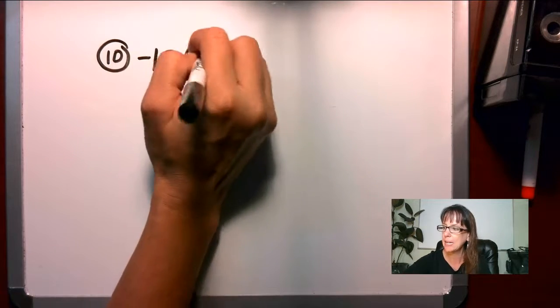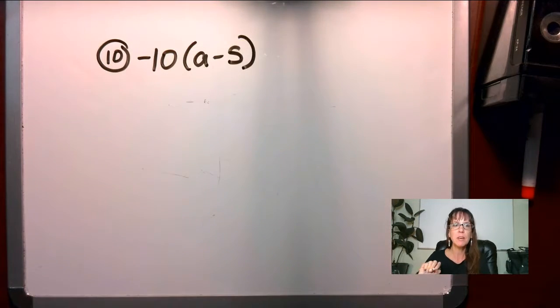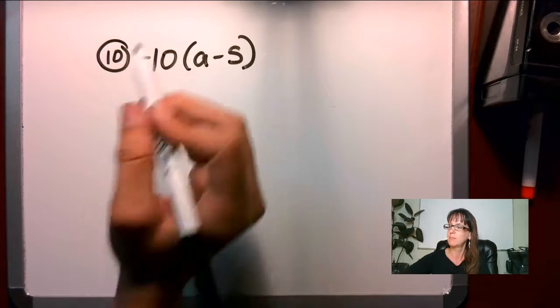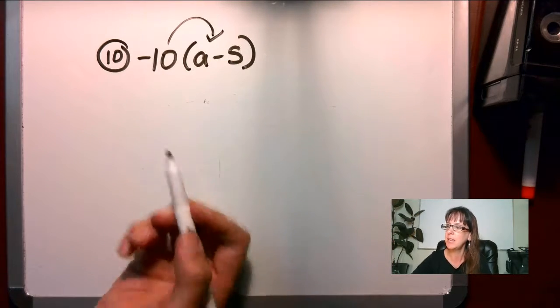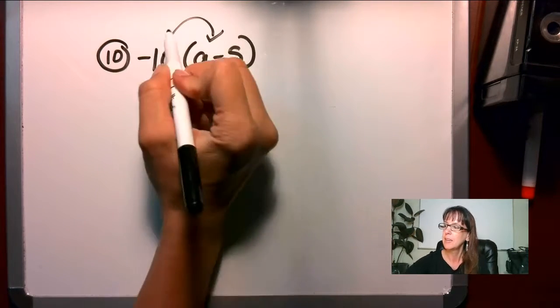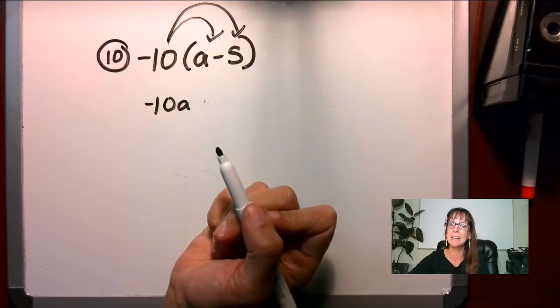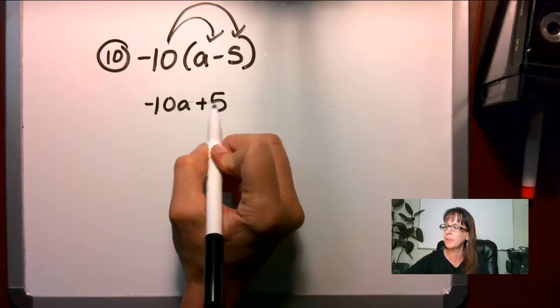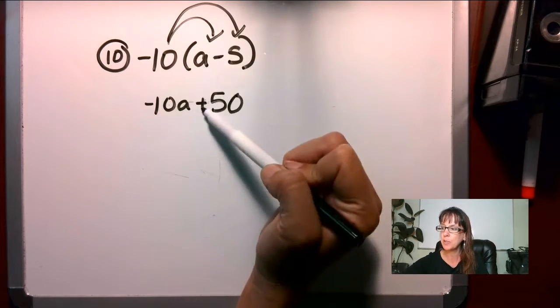Negative 10 times the quantity a minus 5. Pause the video, give that a shot, and see what you get. All right, negative 10 times a is negative 10a. Negative 10 times negative 5 gives us positive 50. Do not just bring down your negative sign.